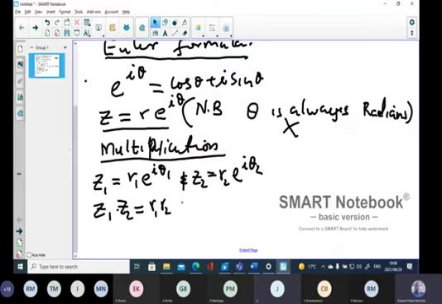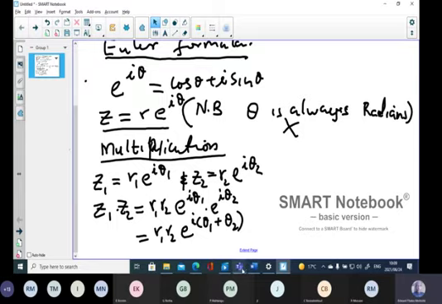r1, r2, then we have e to the power i theta 1, e to the power i theta 2. This is equivalent to r1 r2. Because the base is the same, we add the indices. This is e to the power i times theta 1 plus theta 2. So this is how we multiply complex numbers in exponential form.